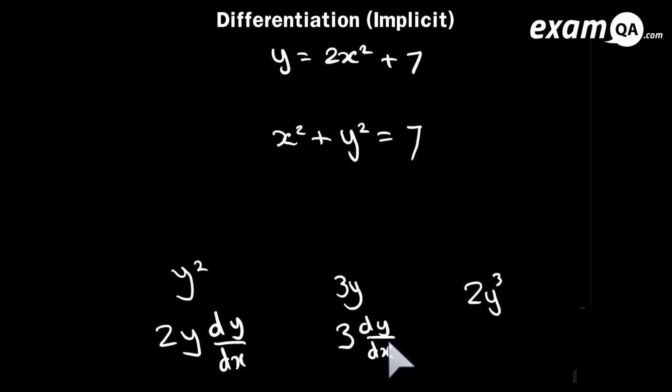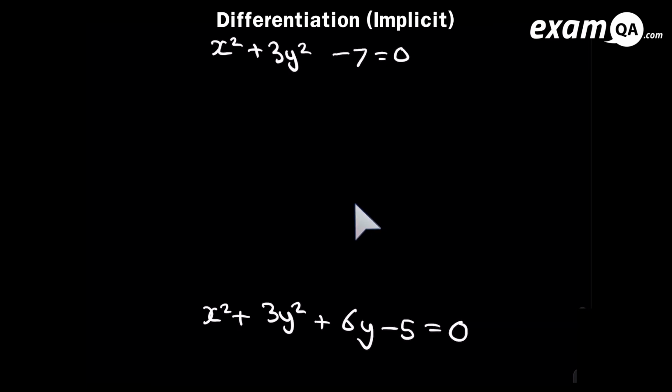Okay, so we've got one more here. I'll give you a moment to try to differentiate this one. 2y cubed. Okay, so we're going to differentiate it as if it was x. It's going to become 6y. Of course, it wasn't x. So what do we need to do? We need to slap on a dy dx. And it's that simple. Now let's go ahead and try this on an equation.